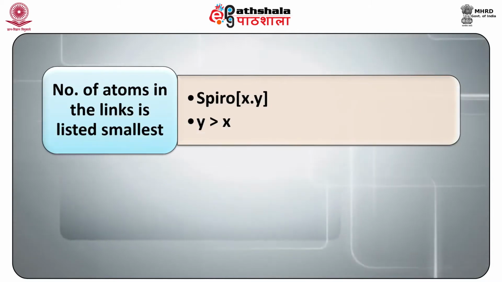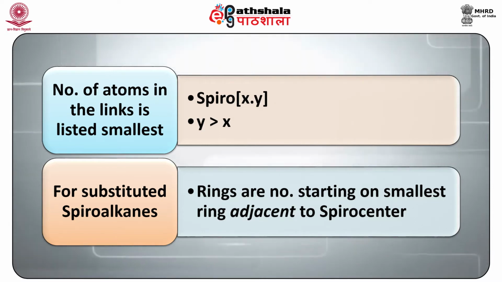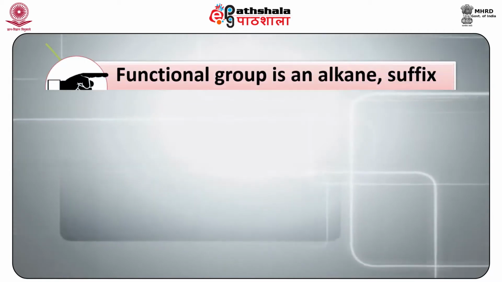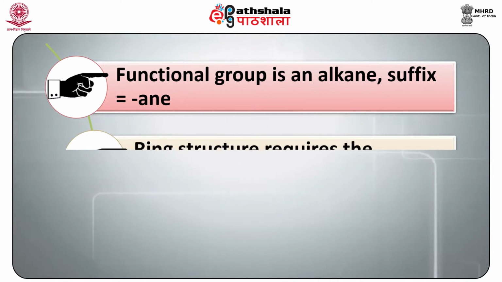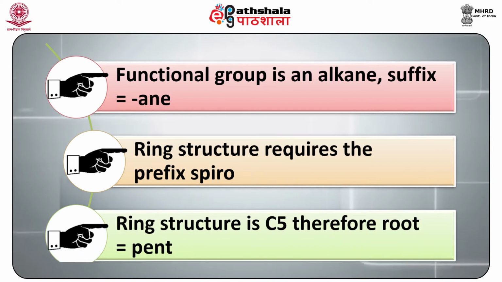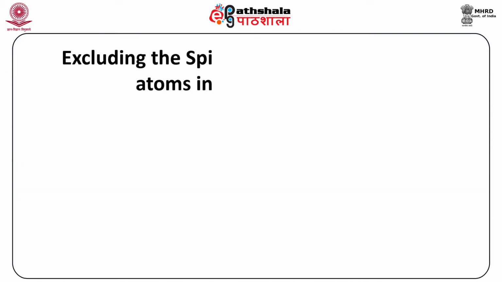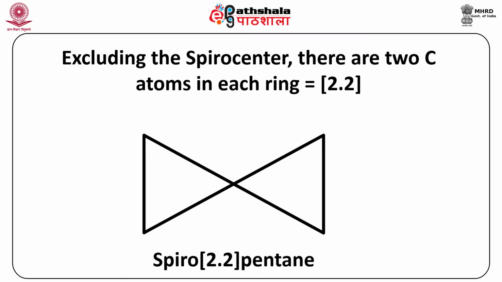As you can see in the following spirane, the number of atoms in the links is listed smallest first and the largest later. Let us see how we can name the following spirane. In this spirane, the functional group is an alkane. Therefore, the suffix ane is used for the nomenclature. The ring structure requires the prefix spiro, indicating the bicyclic system. The ring has a total of 5 carbon atoms, and therefore the root name pent is given. Excluding the spiro center, there are 2 carbon atoms in each ring, and hence the numbers 2.2. And hence, this spirane is named as spiro[2.2]pentane.